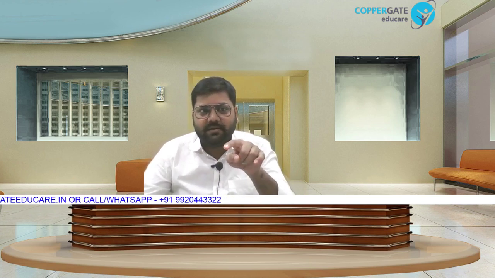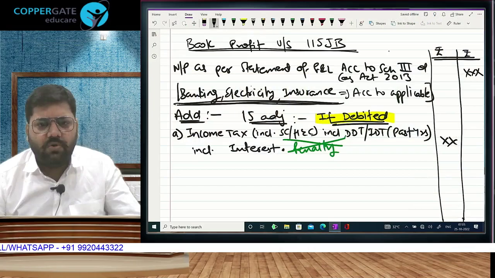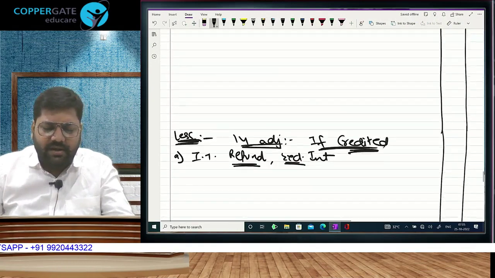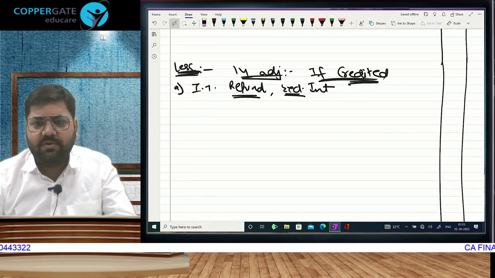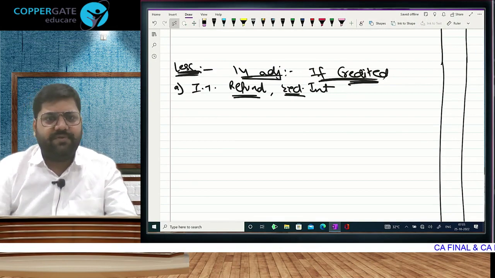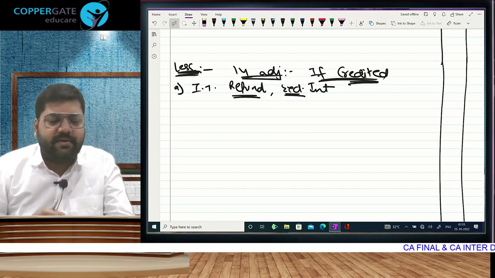Once again, I would like to remind you, on the add side, only if debited and you have reduced your profit. Likewise, on the less side, only if it is credited. If you remember, if credited and you have increased your profit, then only you are going to do it. So if debited, you add, and if credited, you less.